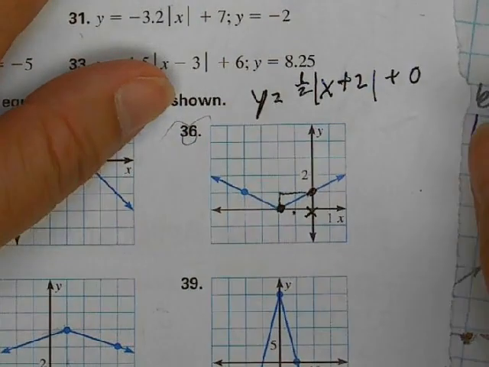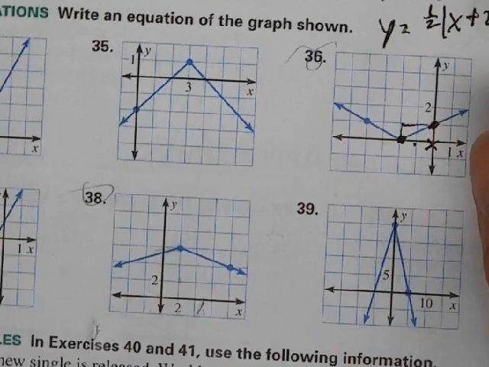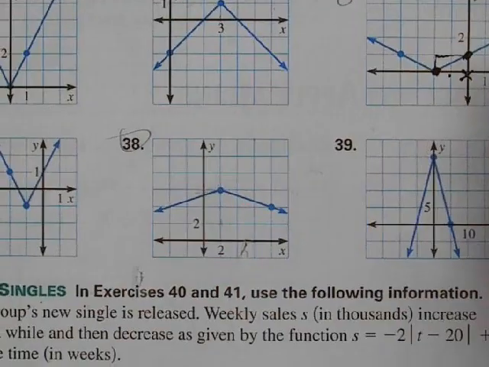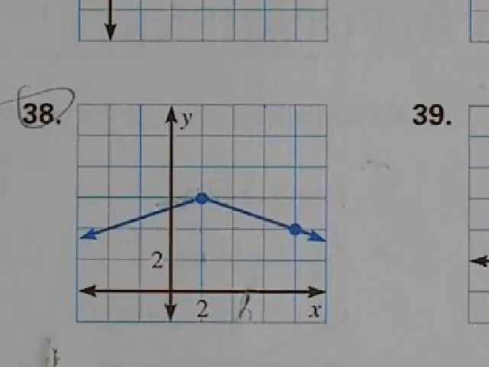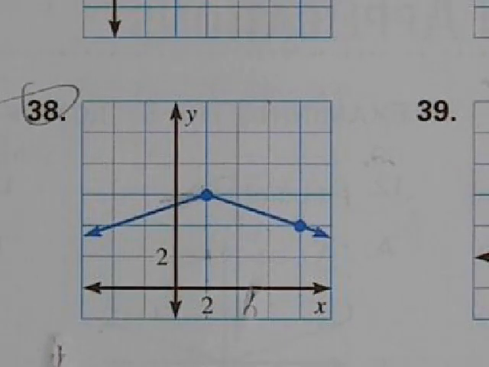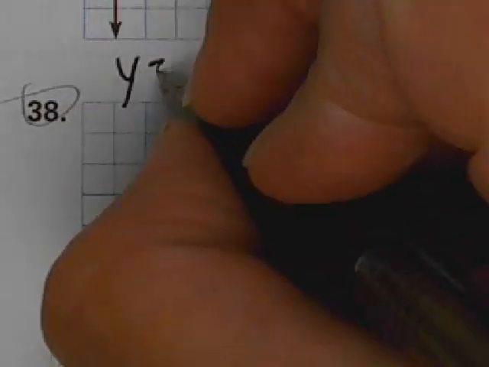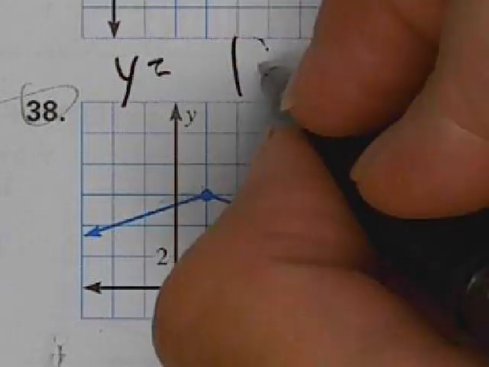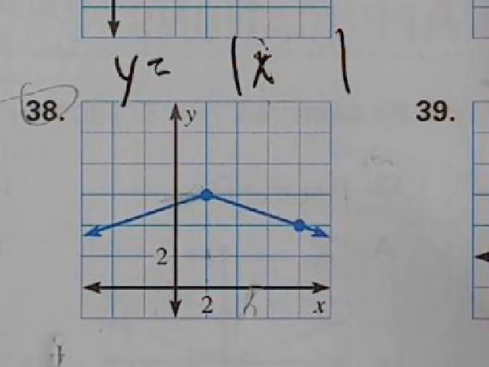Let's go think about number 38. Let's see if we can write the equation for that. This one's an absolute value function, so I know it's going to be y equals, and I'm going to have absolute value bars. So I'm going to find my vertex first.